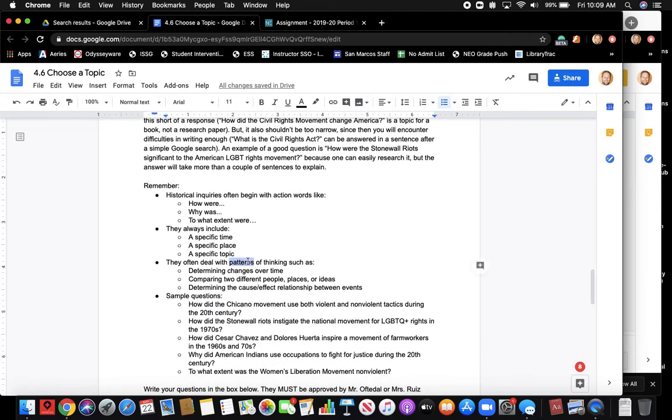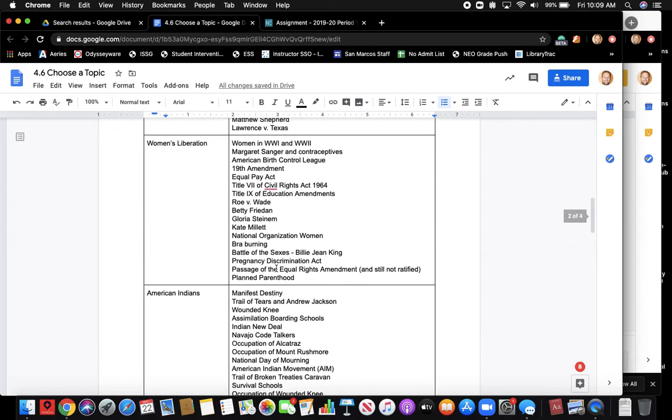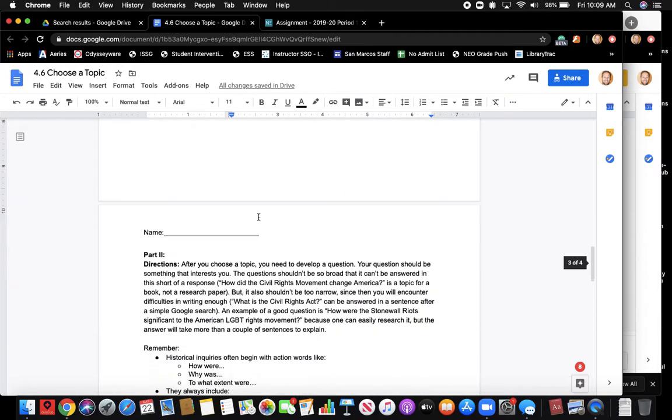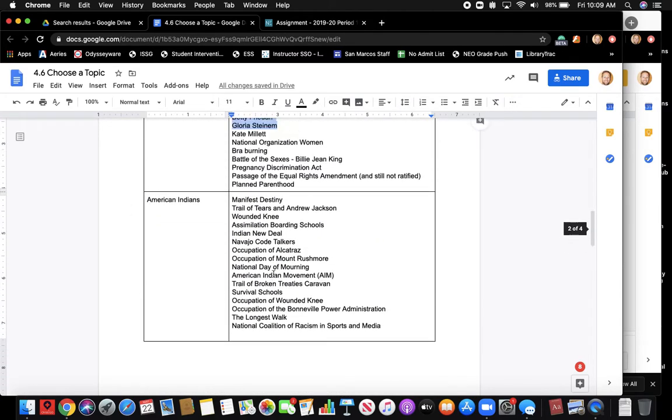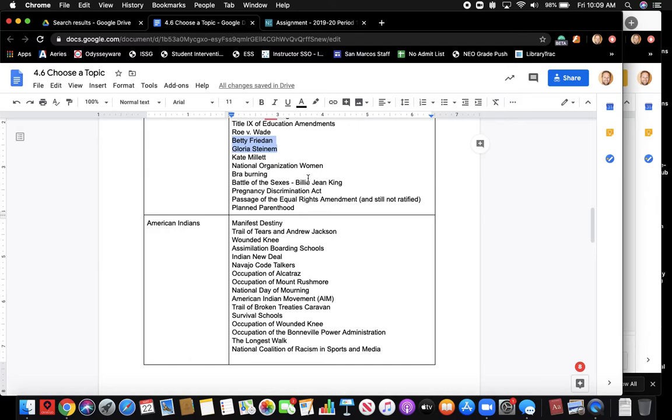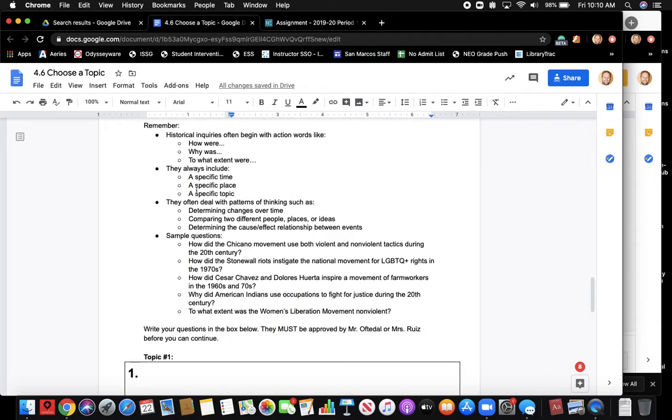And then you also want to think about, with your question, after you have your how or why and your specific time, place, and topic, what's the historical thinking skill you want to use? Are you looking for determining changes over time, like things that have shifted? Are you comparing two places or people? So for example, in this one, are you going to compare the methods of Betty Friedan and Gloria Steinem? How are they similar? How are they different? Or are you going to look at a cause and effect relationship between events? How did the actions of these women, perhaps, or what impacted these women, or how did these women impact the women's liberation movement? So that's just an example of higher level thinking skills.